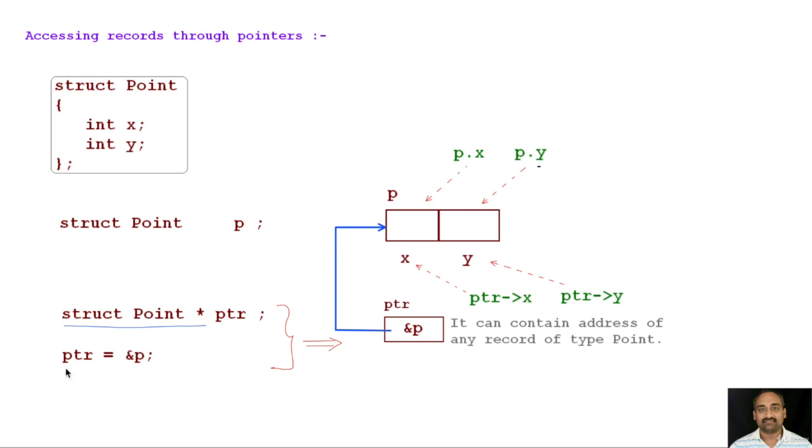Now when we assign the pointer variable the address, we can access the fields, and here ptr is referring to p. Through p, if we want to access the fields, we use the dot operator, but through a pointer, we need to use the arrow operator, which is the minus and greater than symbol combination. So ptr->x refers to the x field of the record pointed to by ptr, and ptr->y is the y field of the record pointed to by ptr. This is how it is. Let us see this through an example.